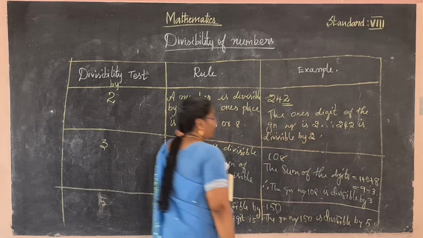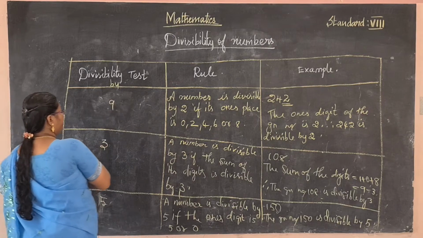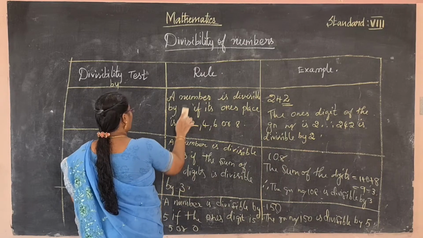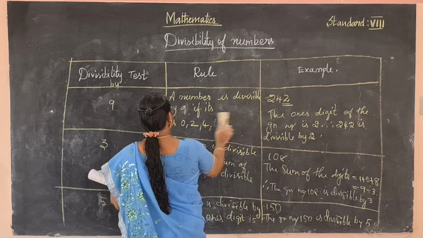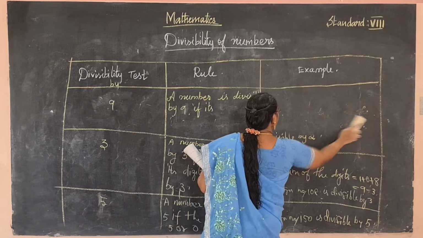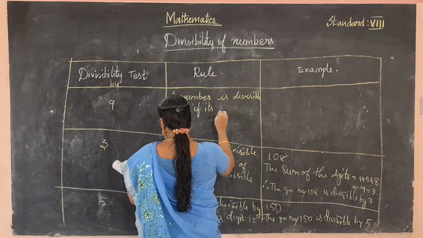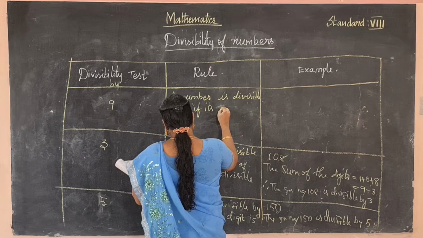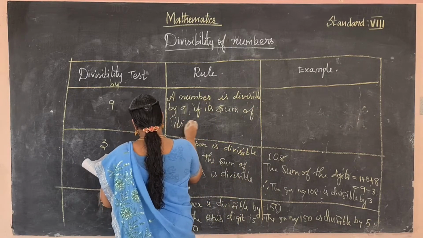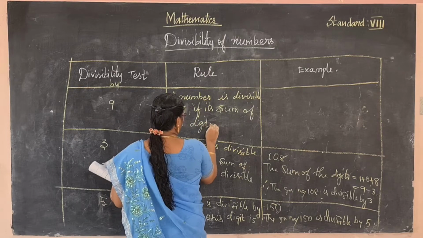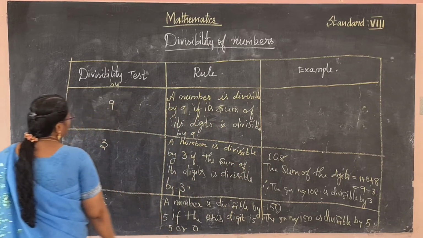And next, the divisibility test by 9. A number is divisible by 9 if the sum of its digits is divisible by 9.